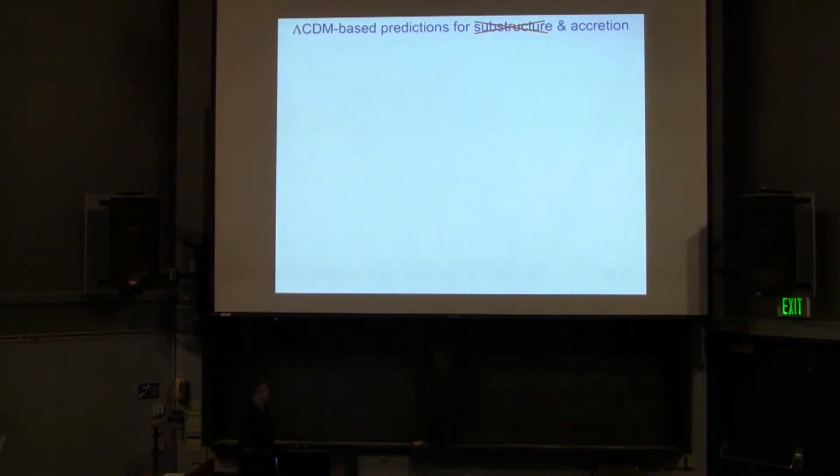So first, as a point of reference, what do we expect? If we're going to go out and try to look observationally for substructures, what do we expect from theory? I've crossed out substructures there because there aren't many predictions, and that's what I encourage people to think about if you're interested.